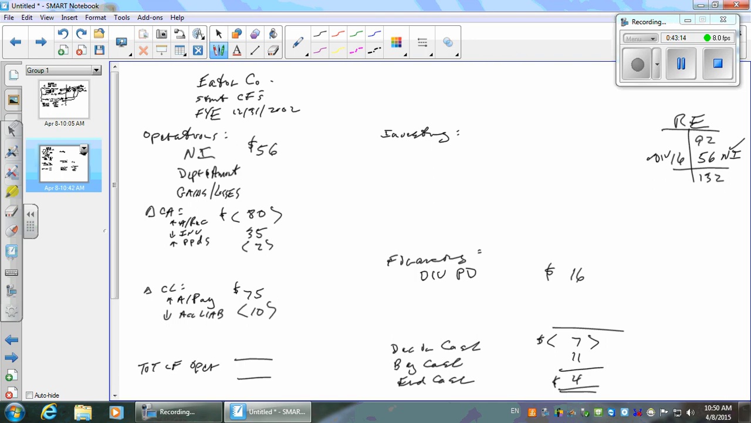Okay, now things get harder. All right? Let's take a look. Well, by the way, check off accounts payable and accrued liabilities. What happened to plant and equipment?